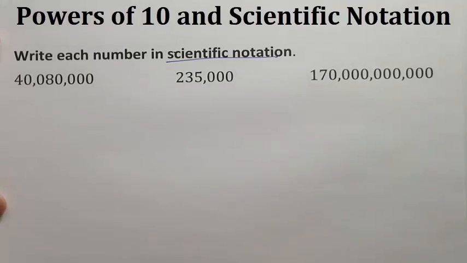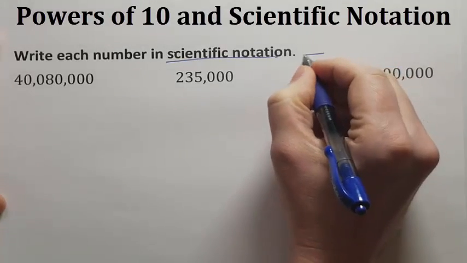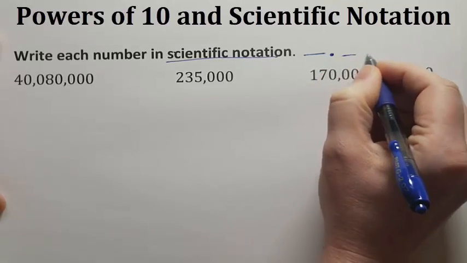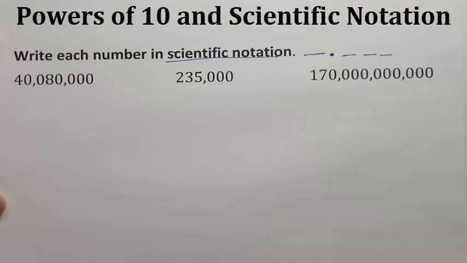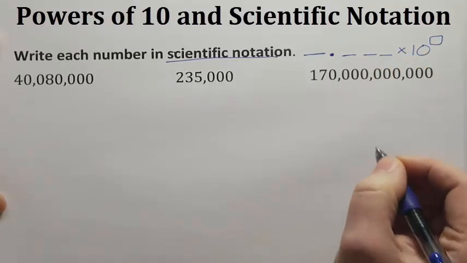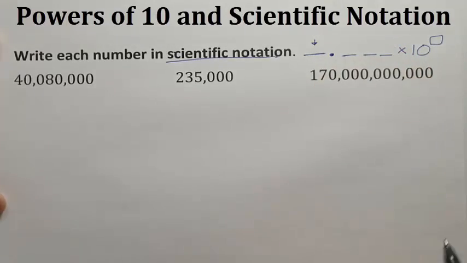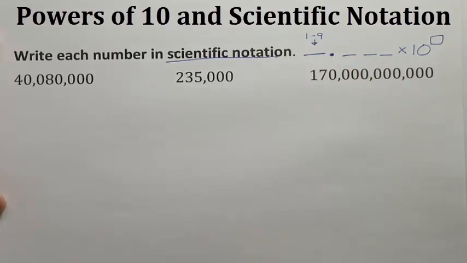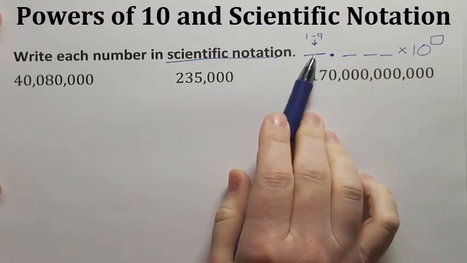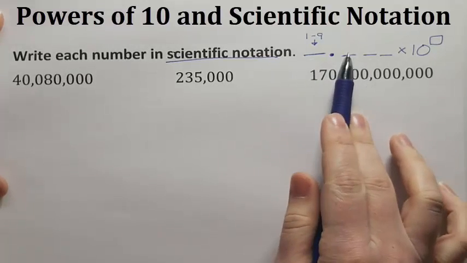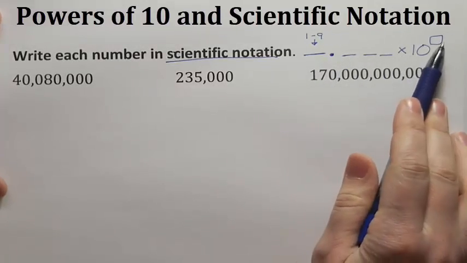Now, what is scientific notation? There is a specific format for scientific notation. You need a single digit, a decimal point, and then you can have all the other digits following behind, and then you multiply by 10 to some power. This digit right here has to be a single digit between 1 and 9. So this is a single digit, not a number. Everything else follows behind it, and then you multiply by 10 to some power.